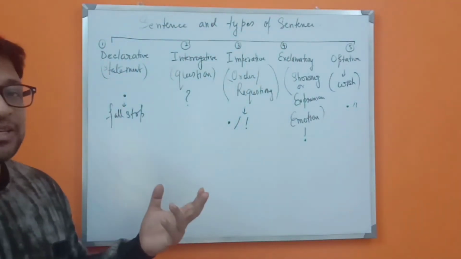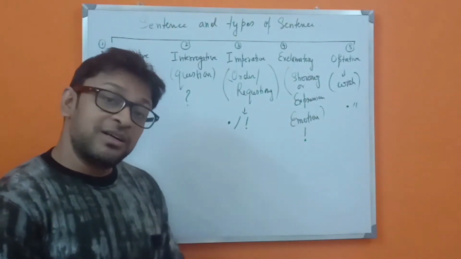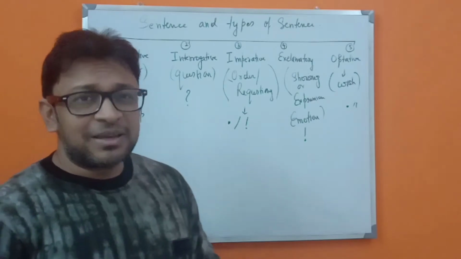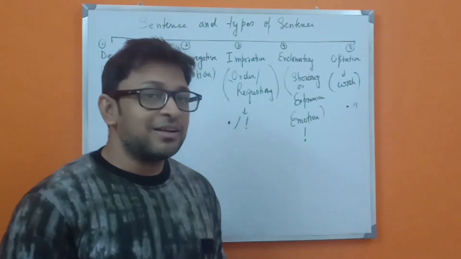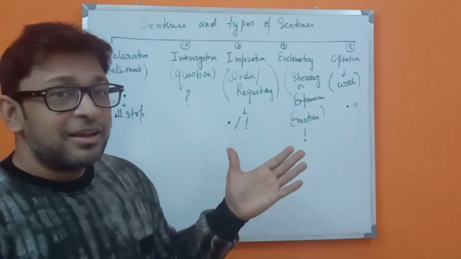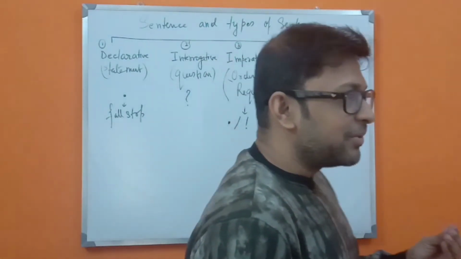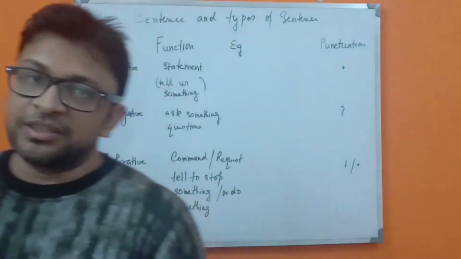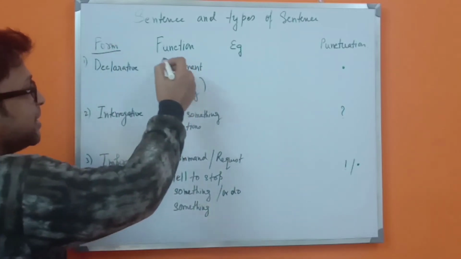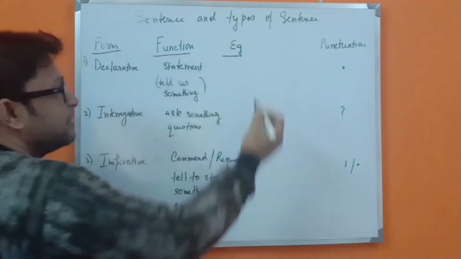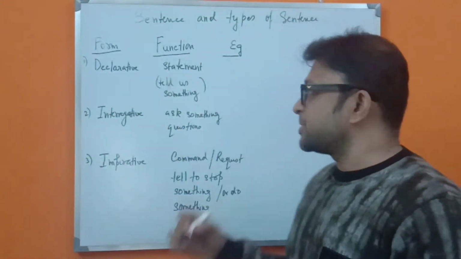Now, by some examples, we will understand the form of the sentence, what their functions are, and some examples which will show you how they are being written. So let's see the thing which will give you a more vivid way to understand. You can see in this chart what I have written: form, which type of sentence, what its function is, I will give you an example, and what punctuations are used in this type of sentence.